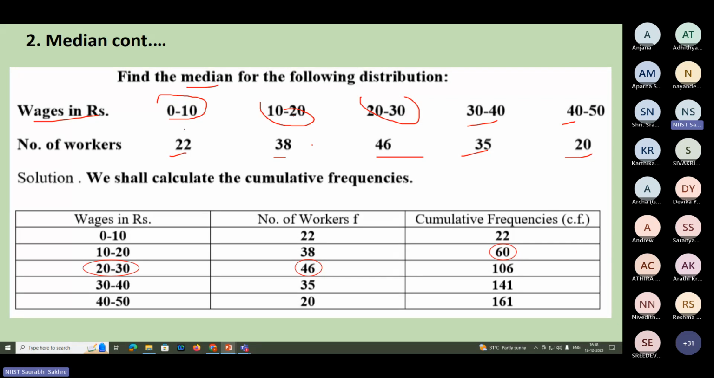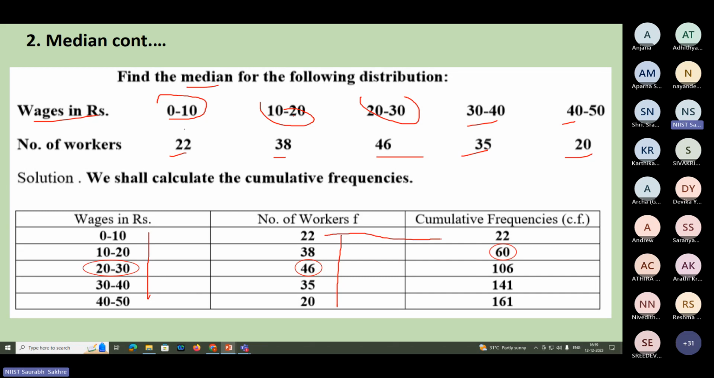Now, how to proceed? When you are calculating median for ungrouped data, there is no problem. We will simply do N plus 1 by 2. When you are calculating median for a grouped data, you have to first create a cumulative frequency table. So first we will arrange all those things, 0 to 10, 10 to 20 and all. Then we will arrange number of workers 22, 38, 46, 35, 20. Then we will create its cumulative frequency.